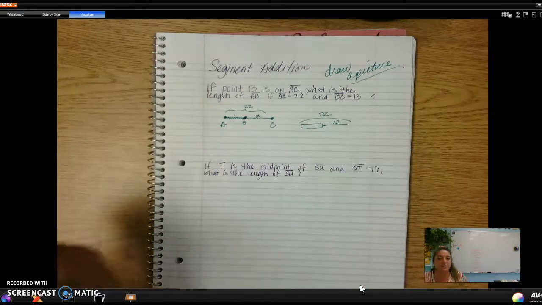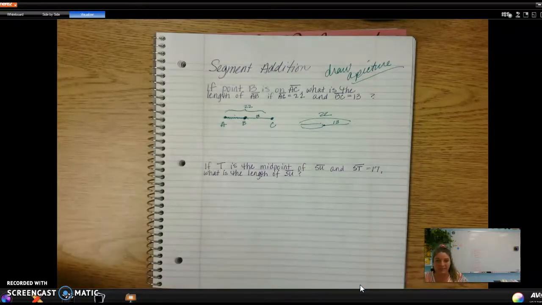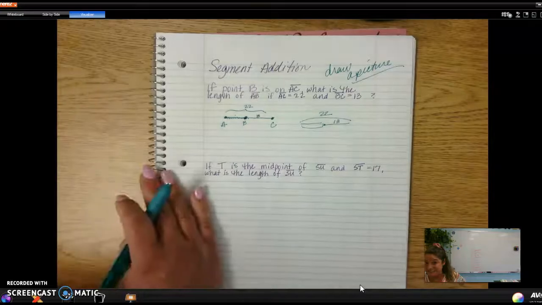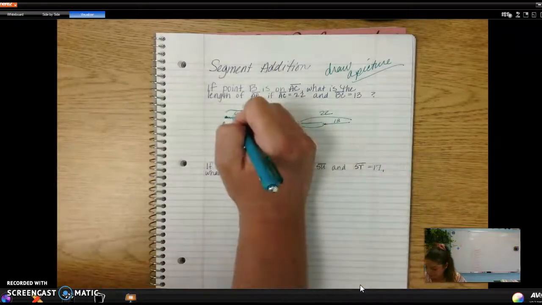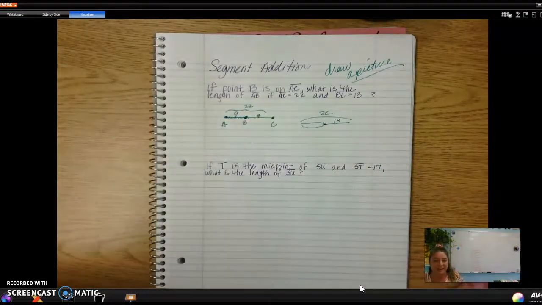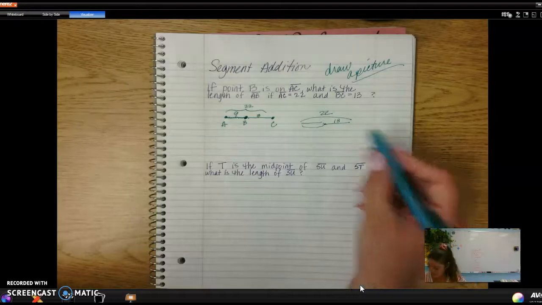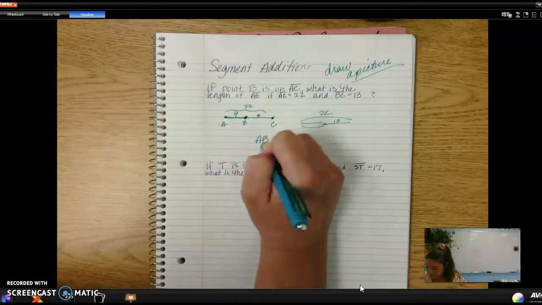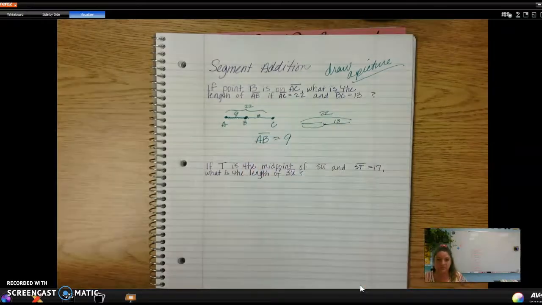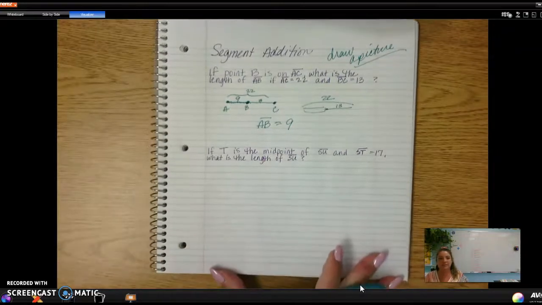You're just going to subtract. 22 minus 13 is, last time I checked, 9. Okay, so how do we write that? You write line segment AB equals 9. Done. Okay? All right, let's look at the next one.